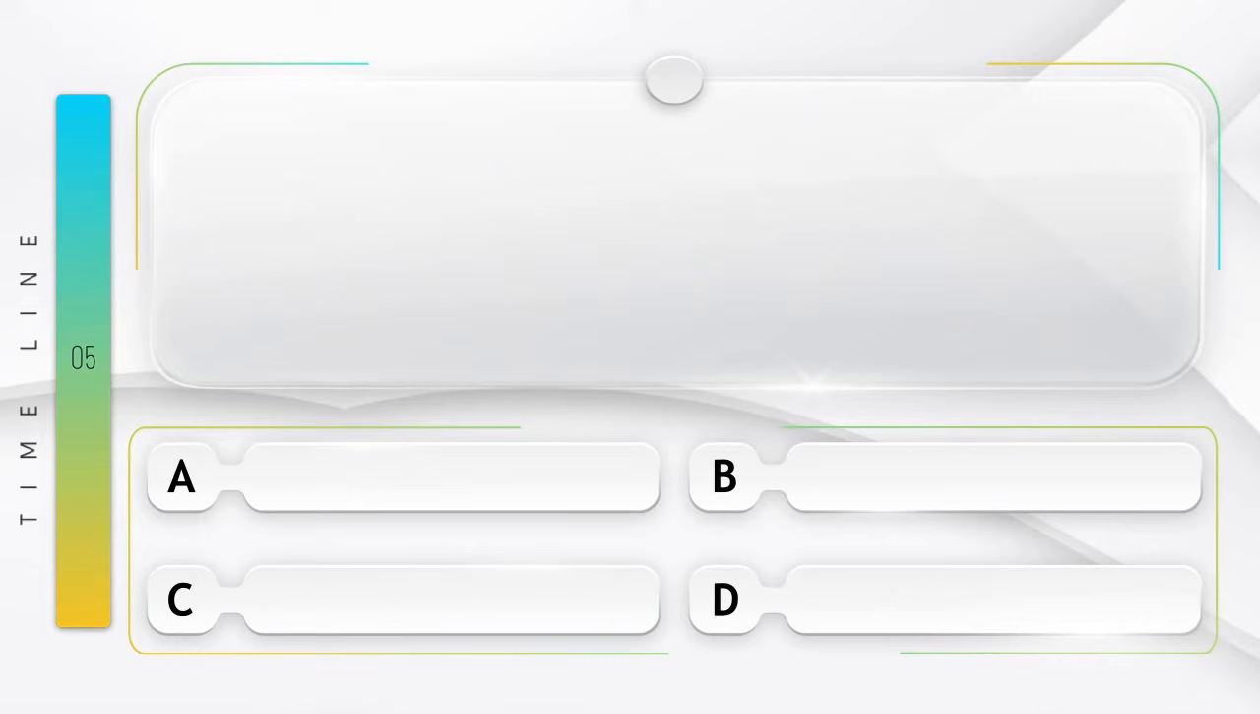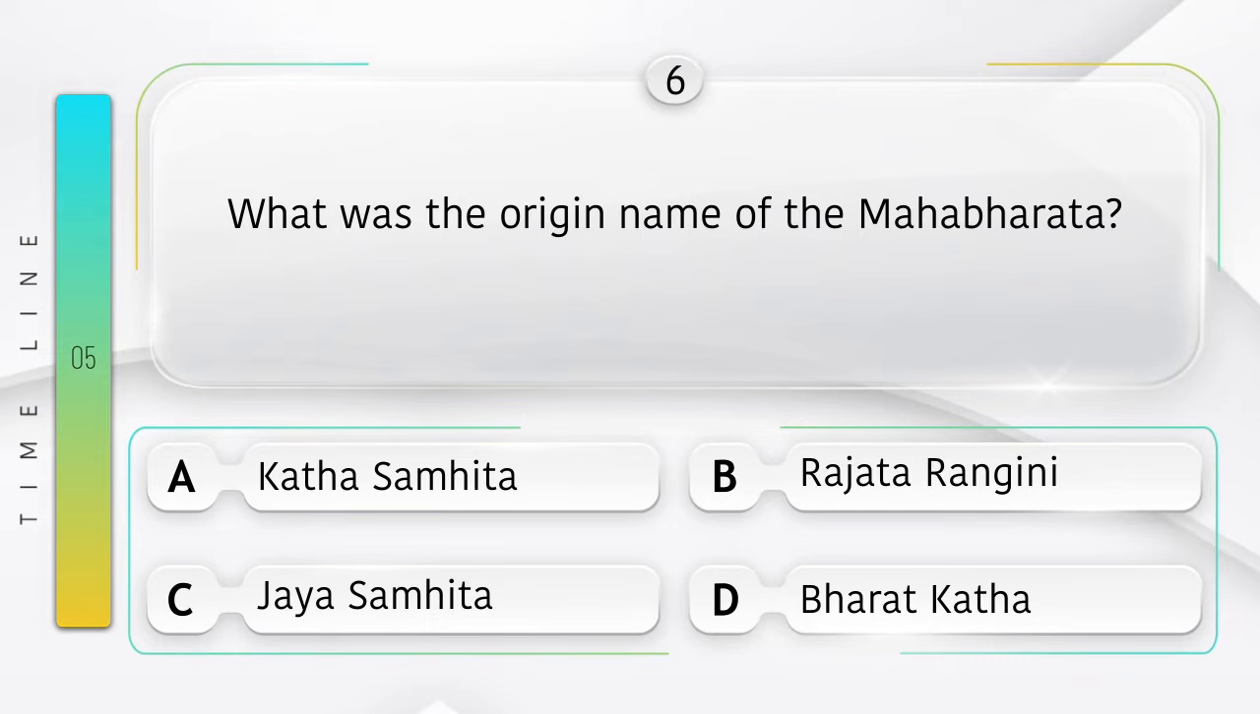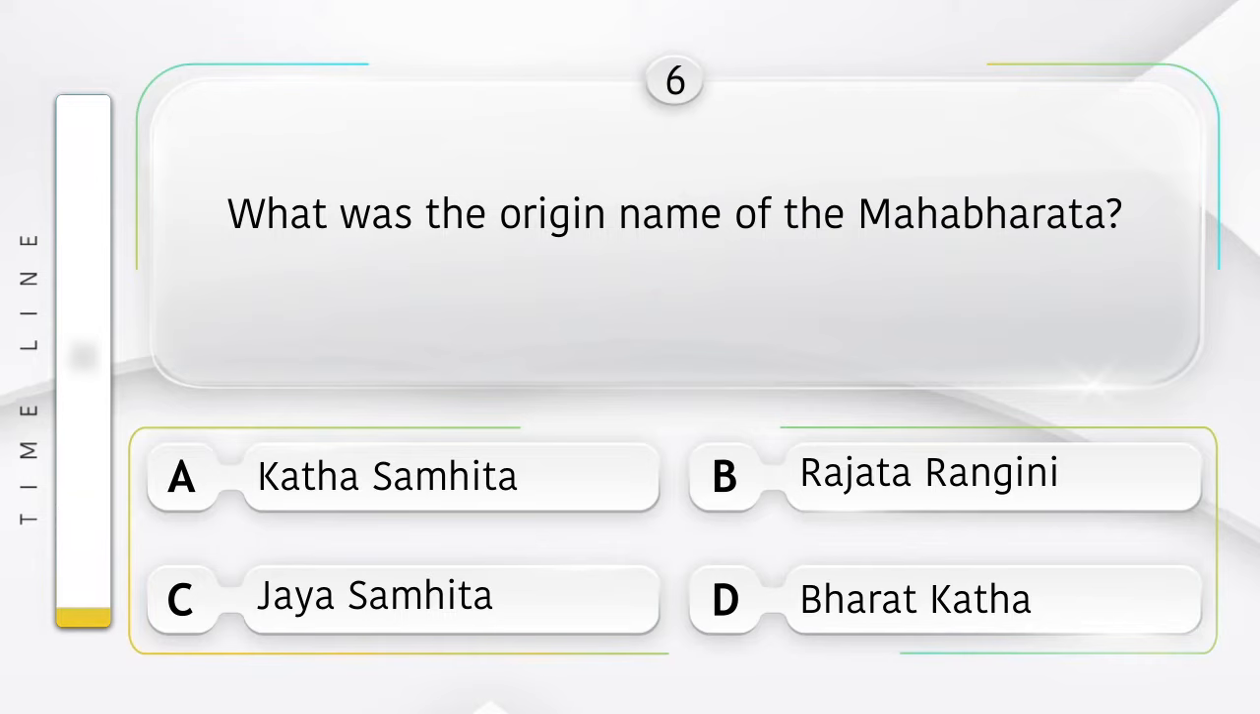What was the original name of the Mahabharat? Option A. Katha Sanhita, B. Rajat Rangini, C. Jaya Sanhita, D. Bharat Katha. Answer is option C. Jaya Sanhita.